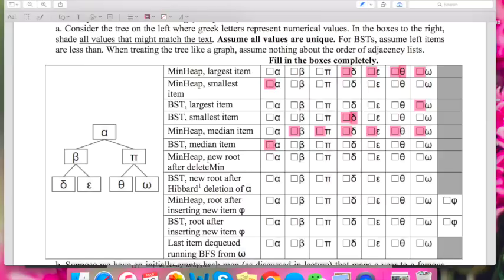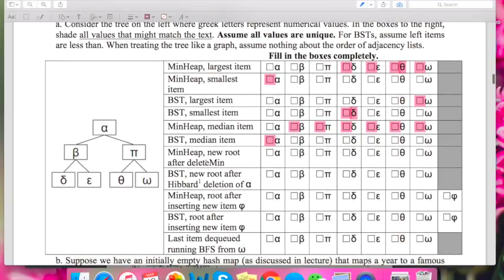All right, so now we have this min heap. What's the new root going to be after we delete the minimum? If we delete this value, we still have to have the next smallest value take the root. So the next smallest value is either going to be beta or pi. We don't know which one it could be. It could be either, but it has to be one of these two because we know that these two values must be smaller than these 4 values. So beta or pi, either one would work.